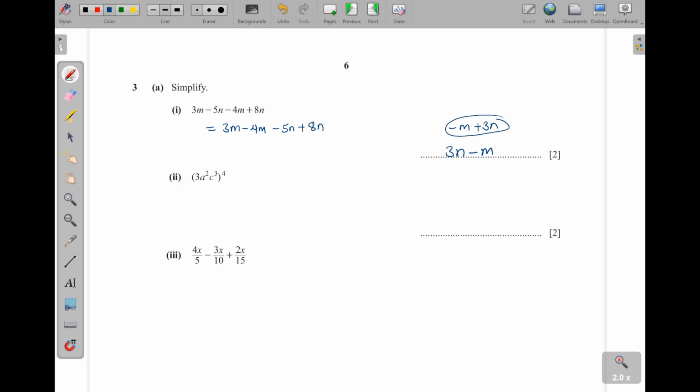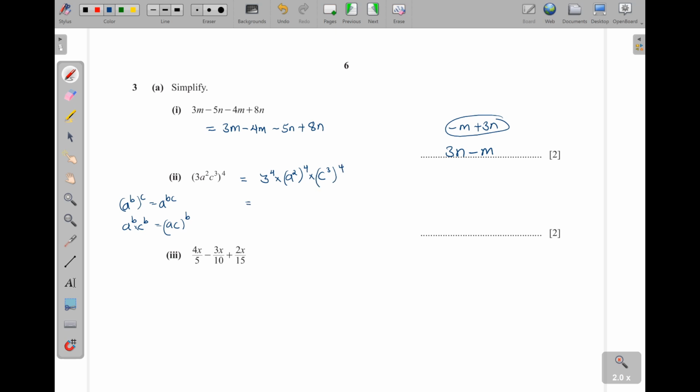Then here, using rules of indices for Roman 2, if we have a power b, then power c, then we are going to have a power b times c. Another one, if I have a times c, then power of b, this is the same as saying a power b times c power b, just like that. So that means this one is going to be 3 power 4, times a squared power 4 also, and then c power 3, it will also be power 4.